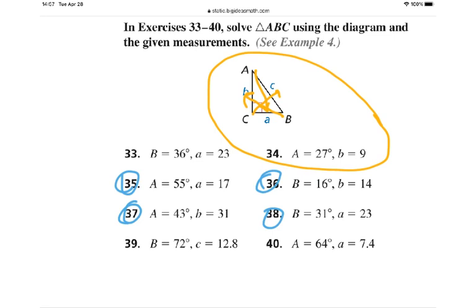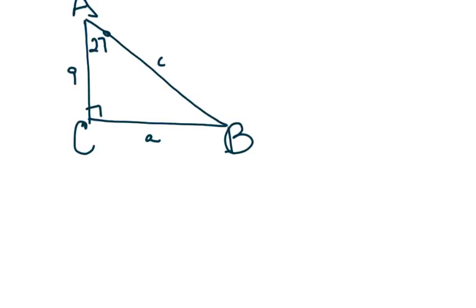And we're given that A is 27 degrees and b is 9. So here I drew the same triangle, but I put in 27 where angle A is, and I put in a 9 where the side b is. So you have to solve for 4 things here.